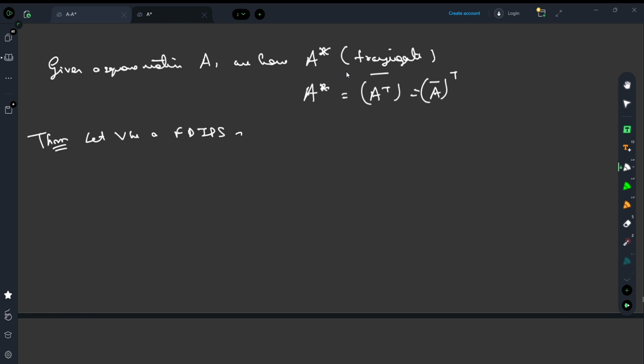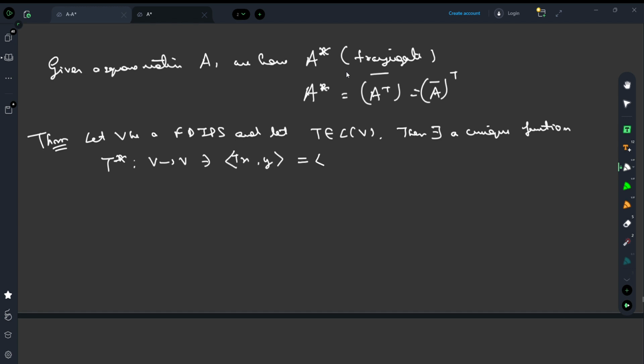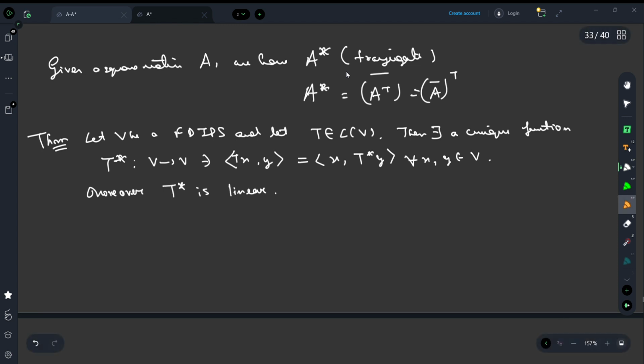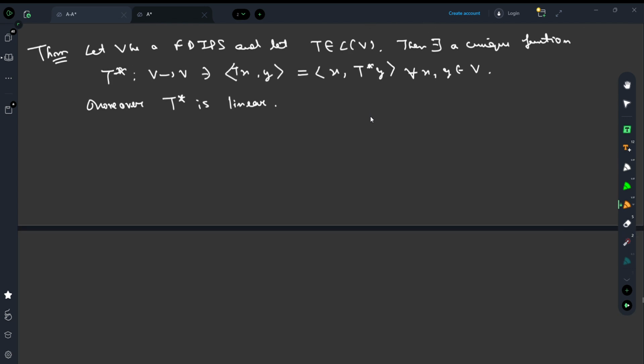Okay. So we introduce the concept of the adjoint of a linear operator in terms of a theorem, which says: let V be a finite dimensional inner product space and let T be a linear operator on V. Then there exists a unique function T star from V to V such that the inner product of Tx with y is the same as the inner product of x with T star y for all x, y in V. Moreover, T star is linear. That's what we need to prove.